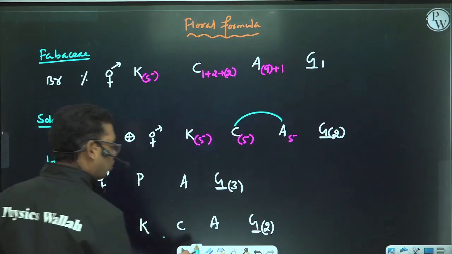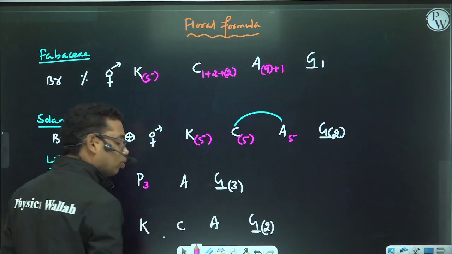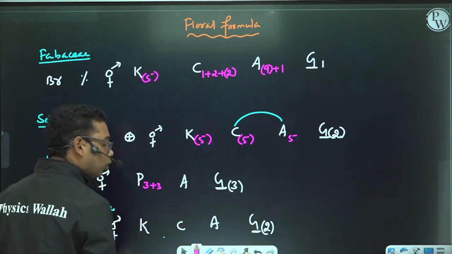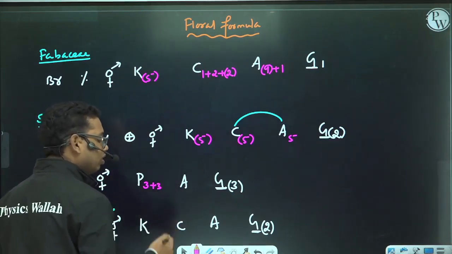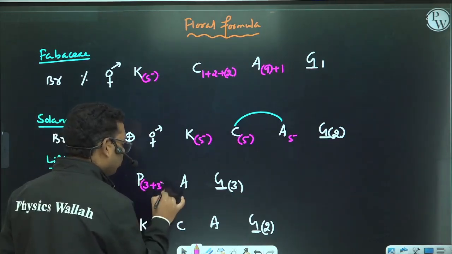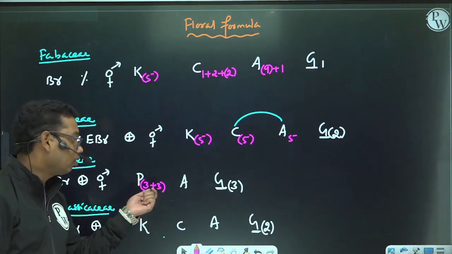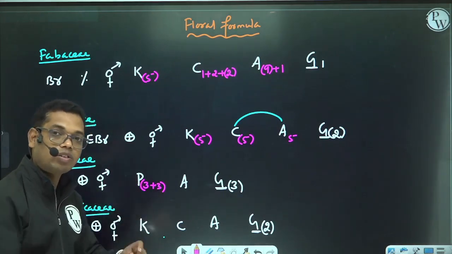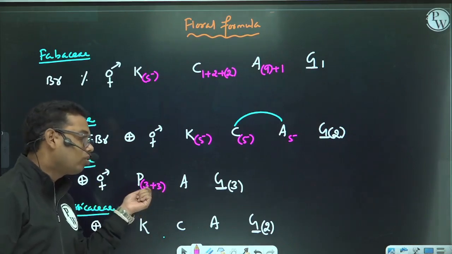In case of Liliaceae family, three tepals will be present on outer circle, and 3 tepals will be present on inner circle. Okay, and the outer tepals are fused with the inner tepals, so I will keep them in bracket. Okay, there are 3 outer tepals and 3 inner tepals, so I have written 3 plus 3 because they are not present on the same circle.